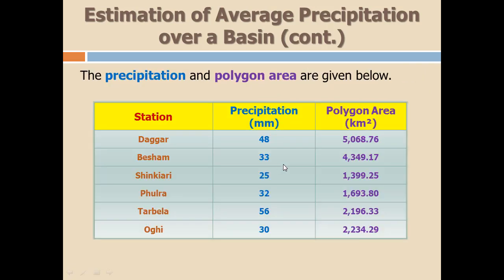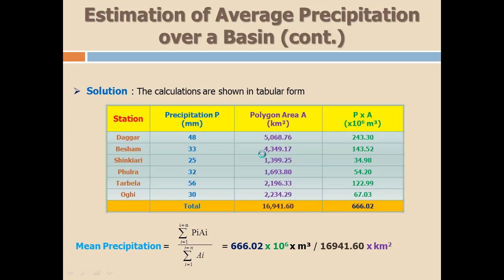Shinkyari. If you look at the values of the polygon areas, the largest value, in the 5000s, is the Dagger value, and the smallest one is Shinkyari, which is 1399. This is the smallest polygonal area and this is the largest polygon. So all the polygonal areas and the precipitation values are given here. For the solution, we calculate by multiplying the precipitation values by the respective areas. Again, the calculations are given in tabular form.